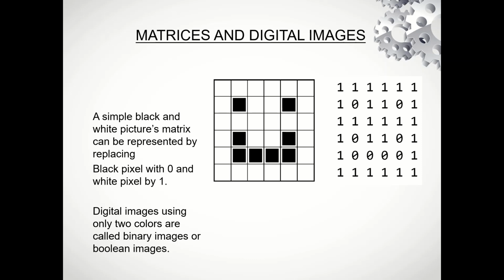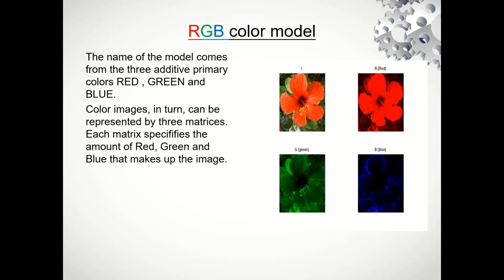We can also represent grayscale images by matrices. Each element of the matrix determines the intensity of the corresponding pixel. The next one is the RGB color model. RGB stands for red, green and blue. These three are primary colors. Color images, in turn, can be represented by three matrices. Each matrix specifies the amount of red, green and blue that makes up the image.